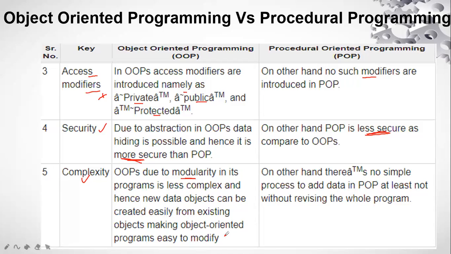So we can create new objects from the already existing objects, right? We can add some features to it, and we can use the features of the existing one also. But when we talk about procedural oriented programming, this feature is not available, so the complexity is not reduced in this part, right?